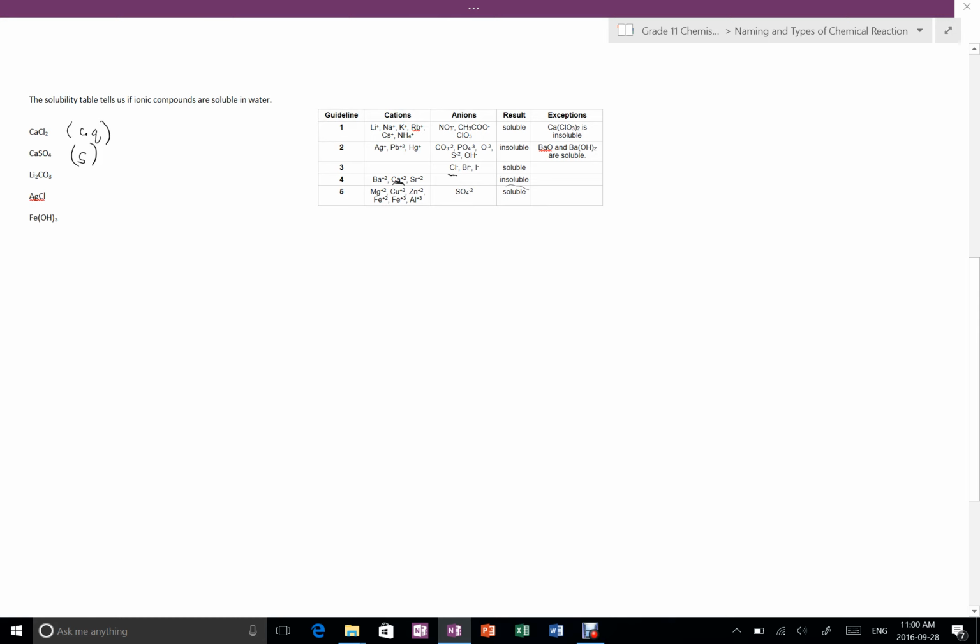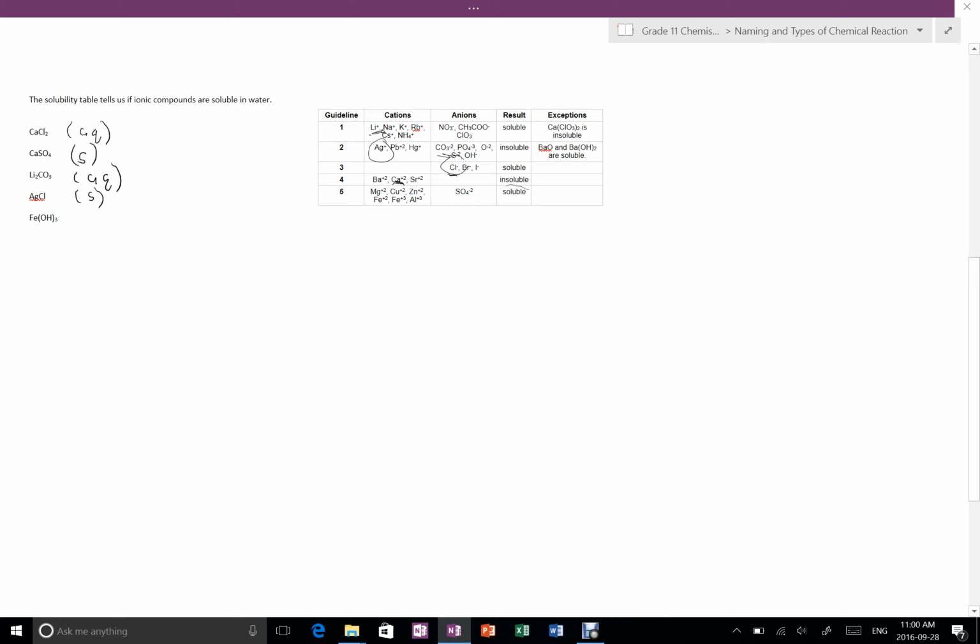Lithium carbonate. Lithium's up here. Carbonate's right here. Since lithium is in guideline 1, which is more important than guideline 2, lithium is soluble. Silver chloride. Here's my silver. Here's my chlorine. Silver is in guideline 2, which is more important than guideline 3, so I pay attention to my silver, and I say it's insoluble, or it forms a solid.